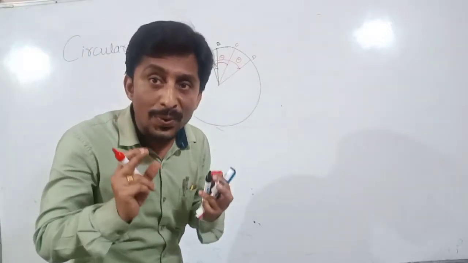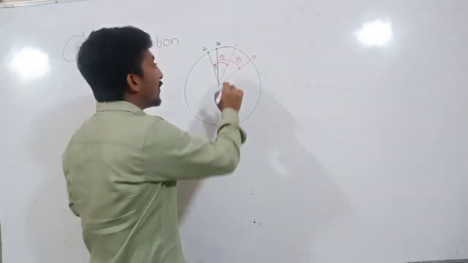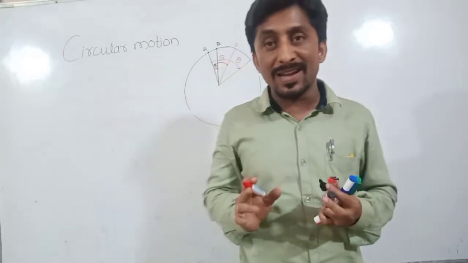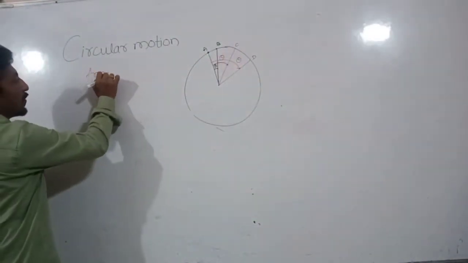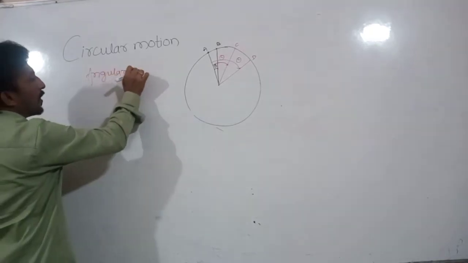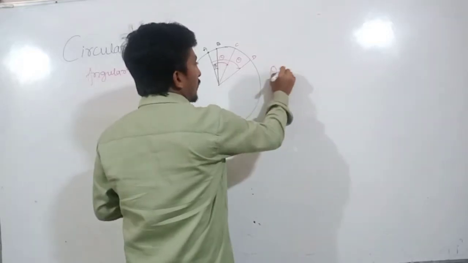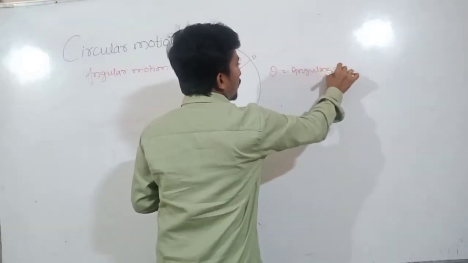There is angular displacement. It makes an angle at the center, and therefore we also call this circular motion of the particle as angular motion. So what we also call this chapter, circular motion, as angular motion. Angular motion. Theta, angular displacement.